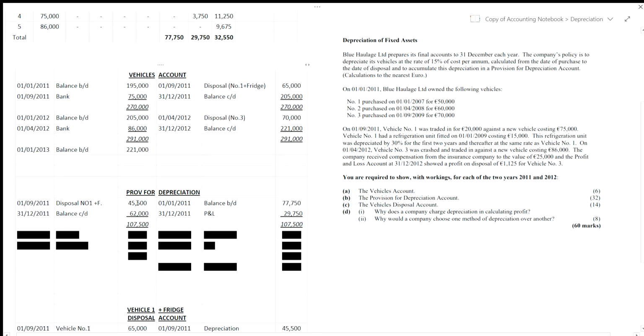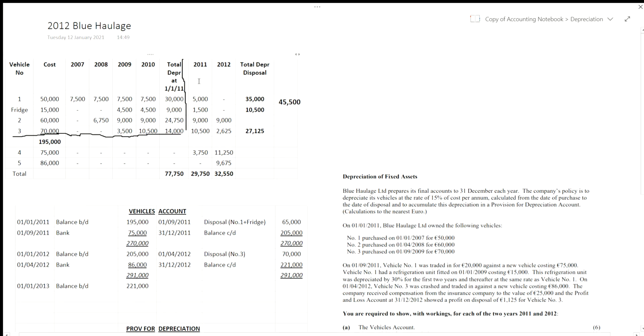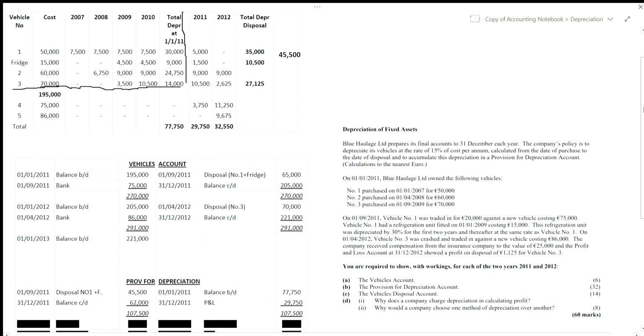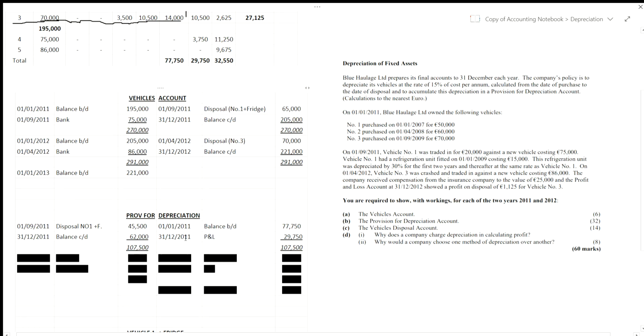And basically at the end of the year now, I just need to add on any depreciation that we've had this year. And if I look up here for 2011, the first year we're dealing with, this was all the depreciation. If I add all that up, it gets to 29,750. So that's my total depreciation for 2011. Again, depreciation account 2011 at the end of the year, P&L, 29,750. So that figure here that we got for the total depreciation for that year goes in.